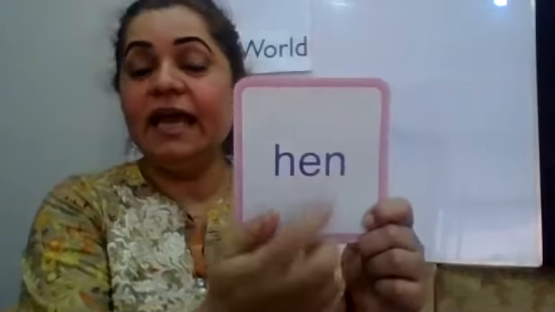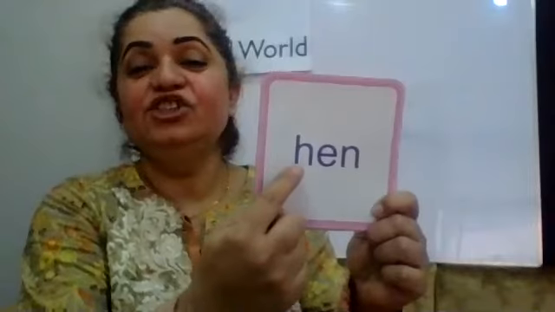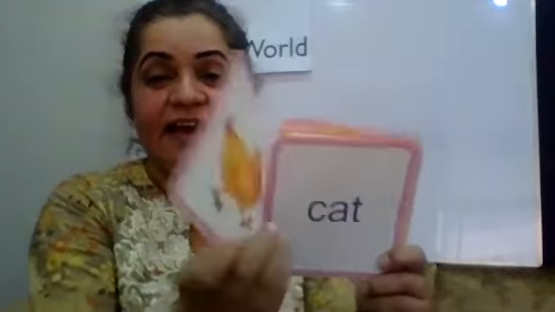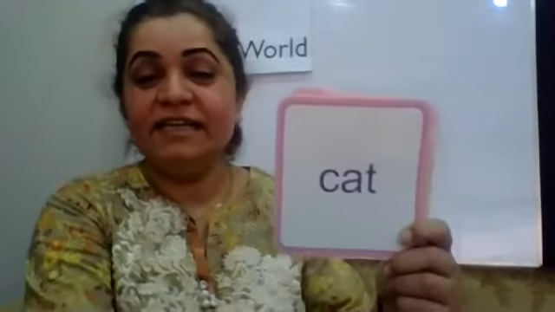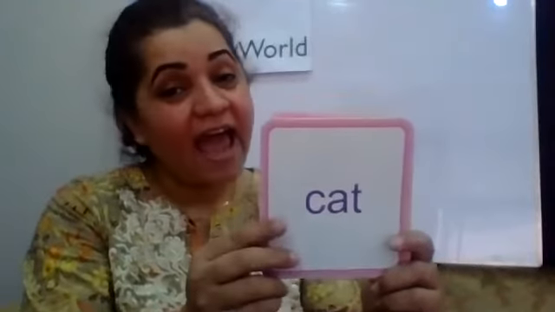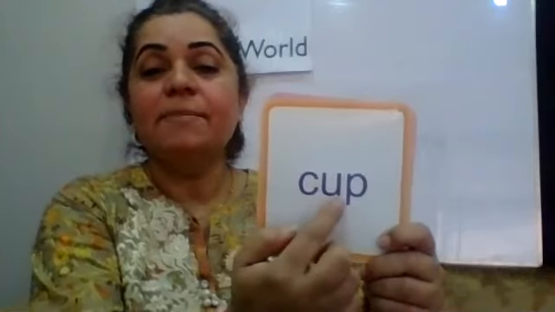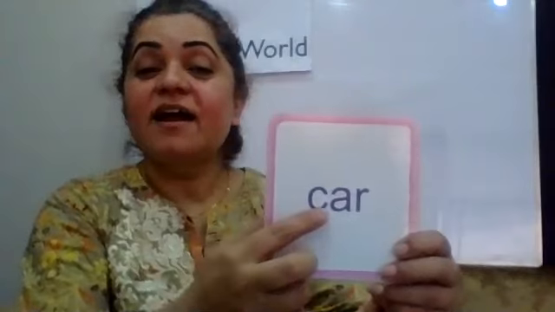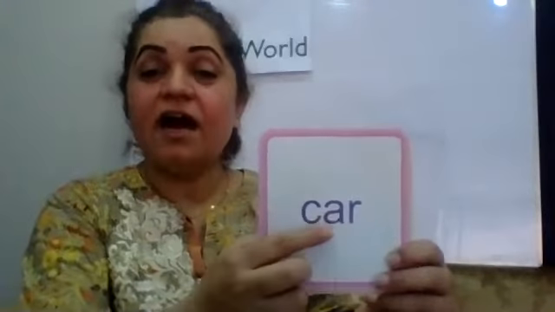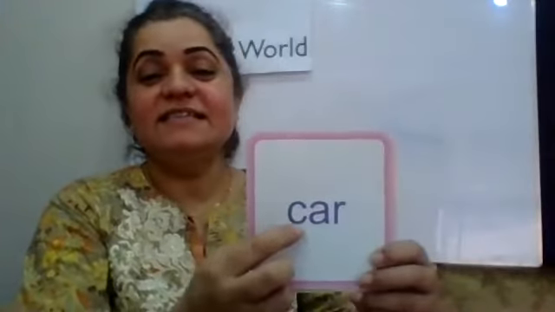Okay, that is good. All right, so we did H E N, hen. Then we did C A T, cat. Very good. Then we did C U P, cup. Cup, right? Then we did car. C A R, car. Yes. C A R, car.